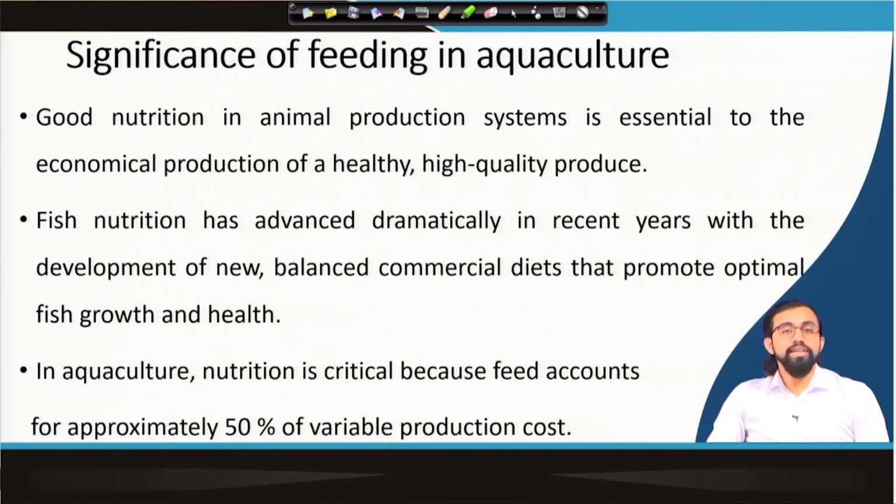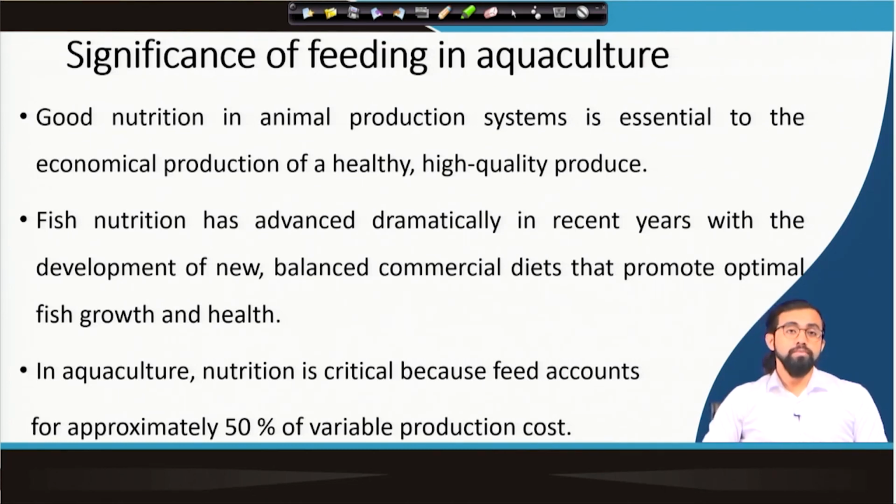The next thing is feeding. Why is feeding important? Especially in extensive aquaculture, we don't have to worry about it because it's naturally taken care of. In semi-intensive and intensive aquaculture, we have to take care of the feeding. First of all, if you want a high quality, healthy produce, you have to supply them with a good quality feed. It's simple enough. Good nutrition in animal production systems is essential for the proper economic production of a healthy, high quality yield. It's a very well known fact.